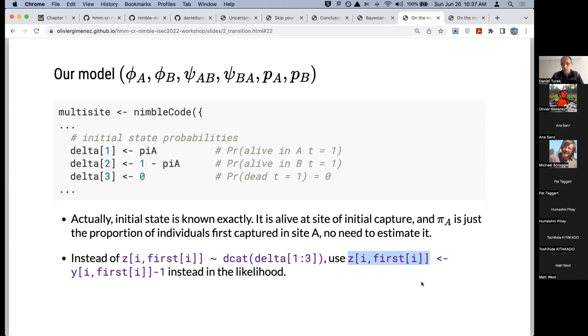It makes the model more specific relative to the data and alleviates some of the sampling uncertainty in the model. And no, we don't need this pi A parameter either. So we'll see this in the model code.